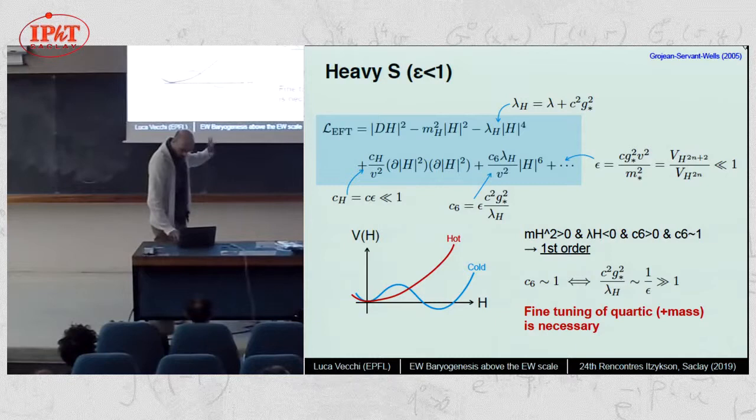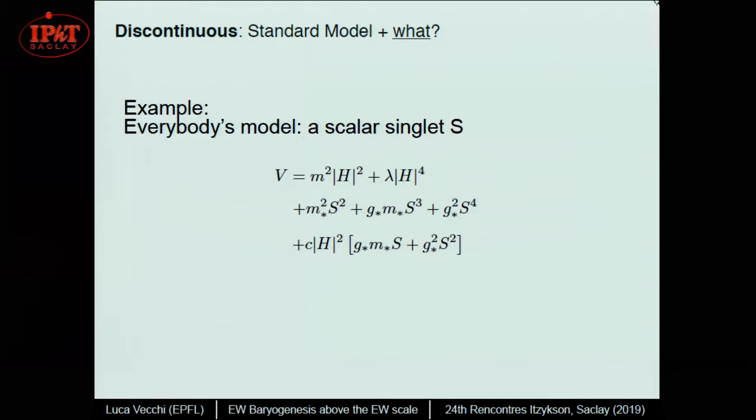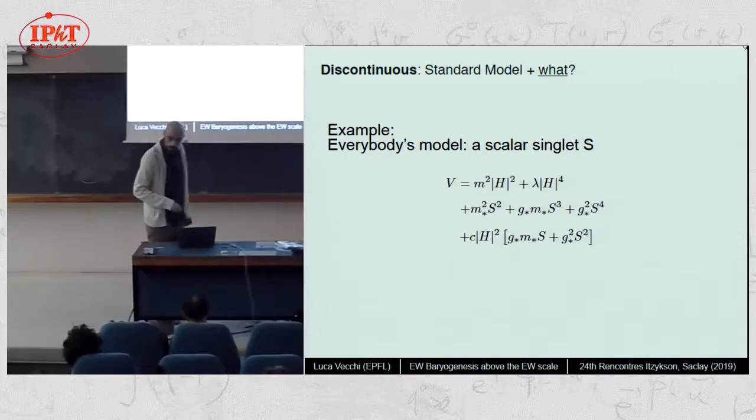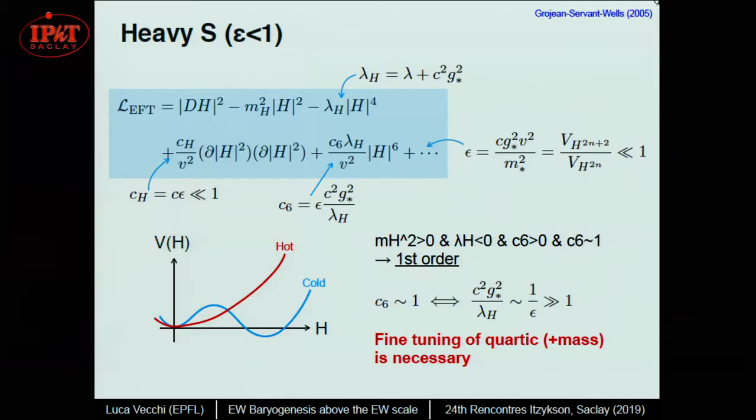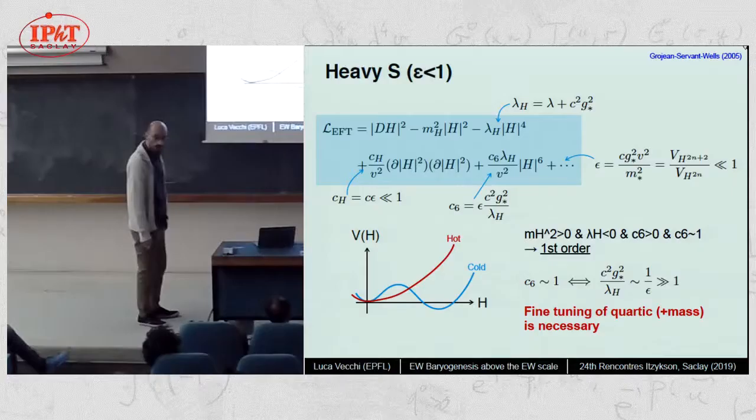Sorry, why do you split the shift to lambda h? No, sorry, because lambda was this parameter here, that I started with, and the tree-level exchange of S gives you also a quartic. You split it in from C here, times G star, right? And then C appears also in the H squared coupling through CH. Mm-hmm. What's the question exactly?